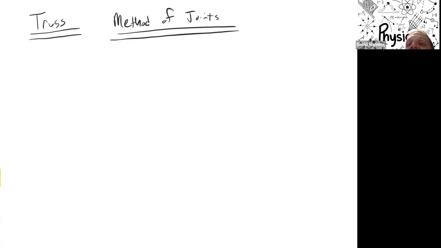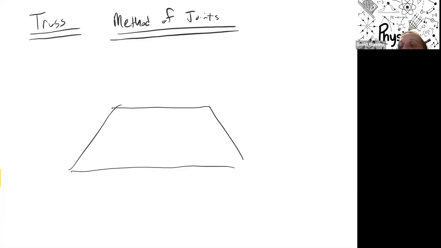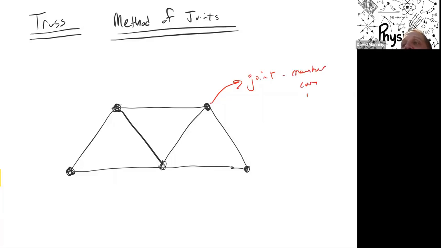So with a truss system, I'll just sketch one out here real quick. You have members and joints. A joint is where it comes together. So this here is a joint. That is where the members come together at a joint. These are all members, and we characterize them by their joints. So this would be member AB.